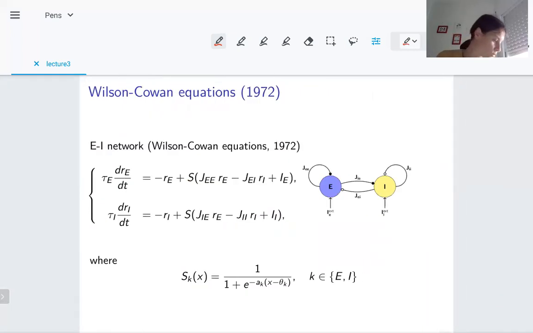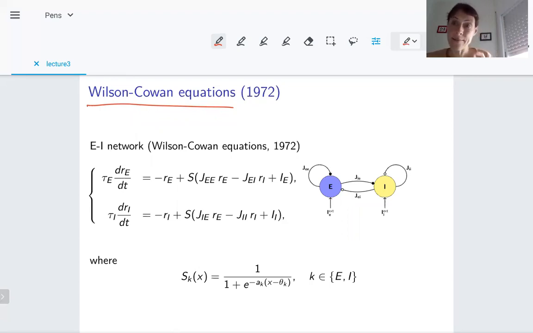And one of the most well-known models that describes the average firing rate are the Wilson-Cowan equations, which were proposed in 1972 by Wilson and Cowan. They appear a lot in many papers in the literature of mathematical neuroscience, because they have become classical, like the Hodgkin-Huxley model.